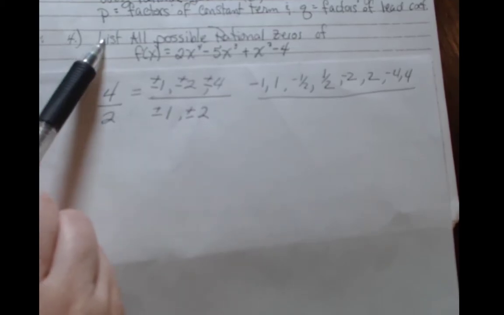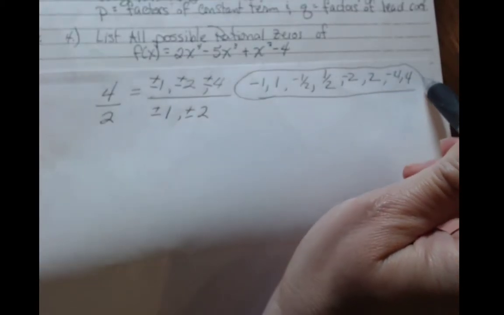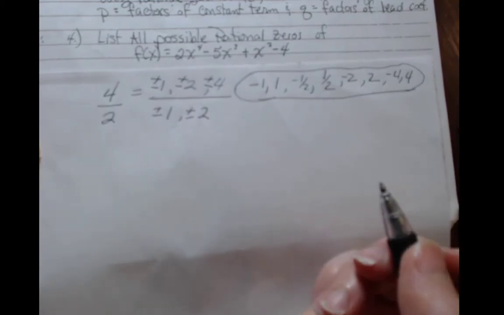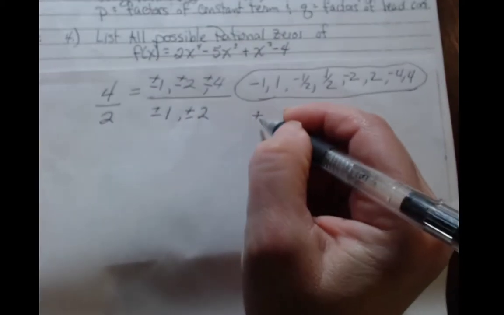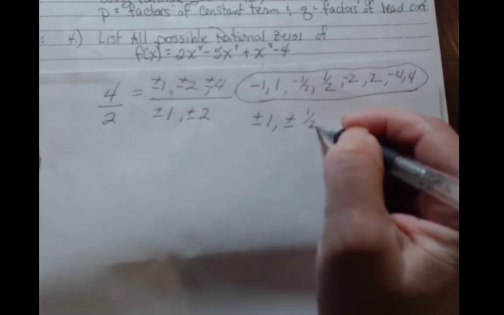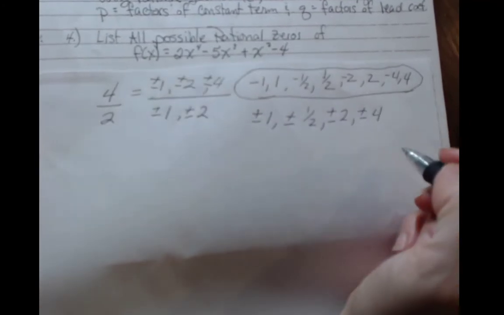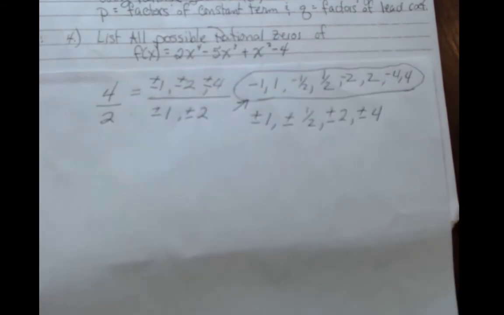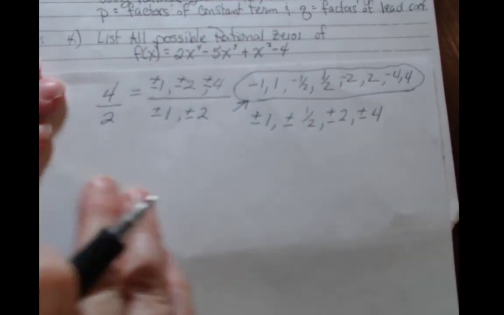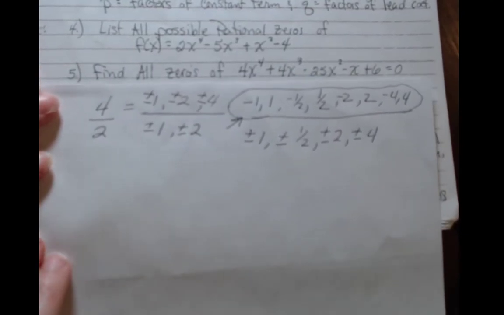Now that we have the possible zeros, we want to find the actual zeros. But all it says for this problem is to find all possible zeros, and that is done. That's all the possible zeros. So you can write it like this. If you're turning it in by hand, you can write it like this: positive or negative 1, positive or negative 1/2, positive or negative 2, positive or negative 4. I noticed our online learning system wants it like the top way, but you can write them like that as well. Now this one says find all the zeros.